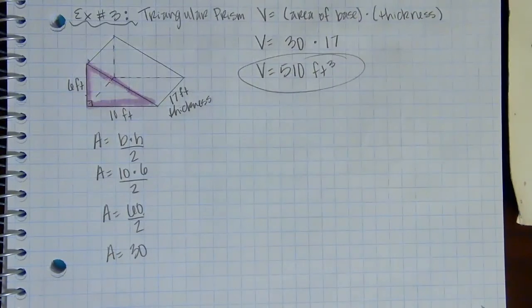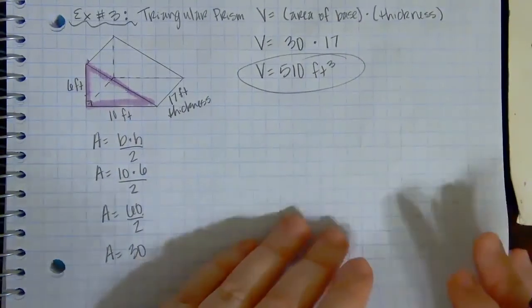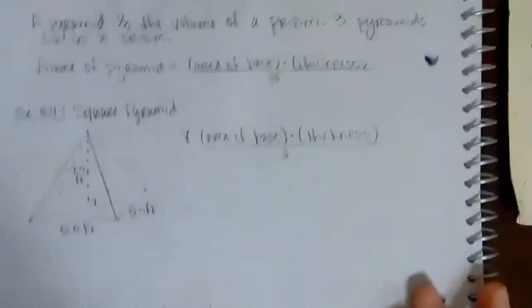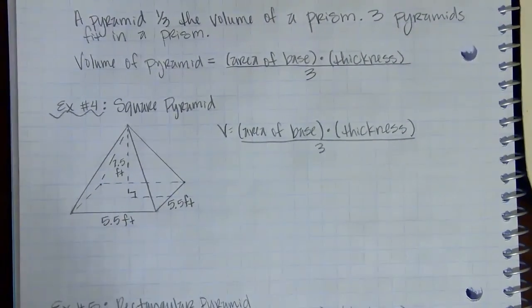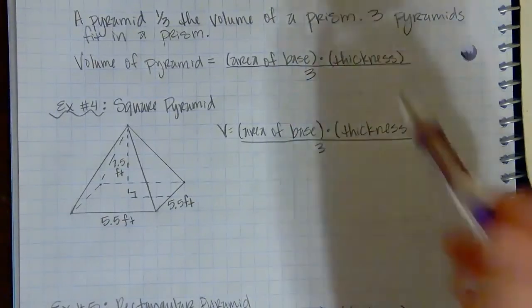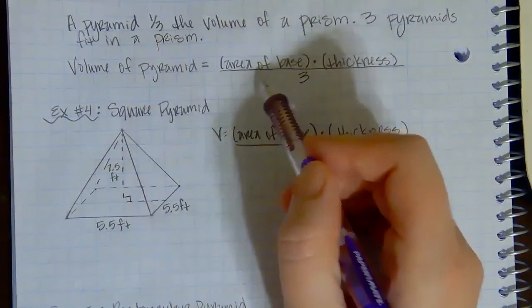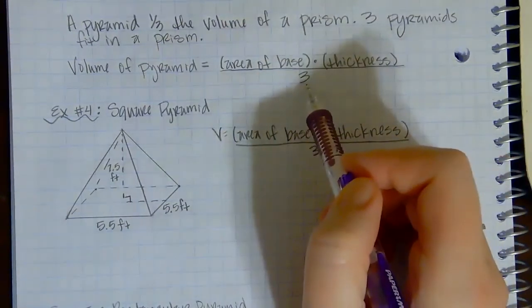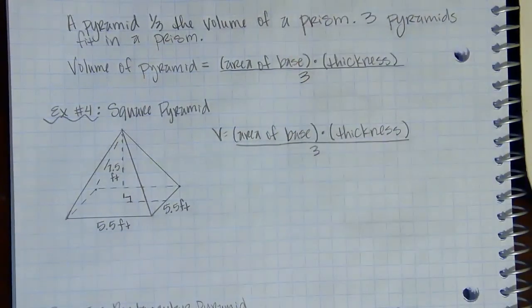There you go. Okay. We're going to look at now pyramids, which are based on prisms. So it's not very different at all, okay? So the first thing you need to know about a pyramid is that a pyramid is actually 1/3 the volume of a prism. So there are 3 pyramids that fit into one prism. So it's exactly like the volume of a prism. You just have to divide by 3 because it's only 1/3 of the volume.